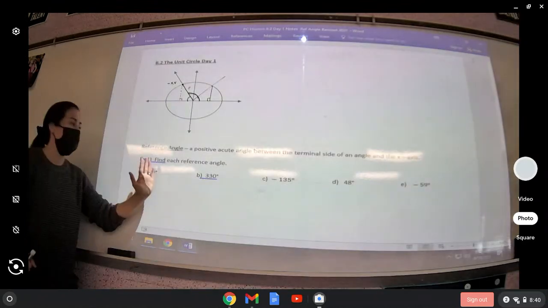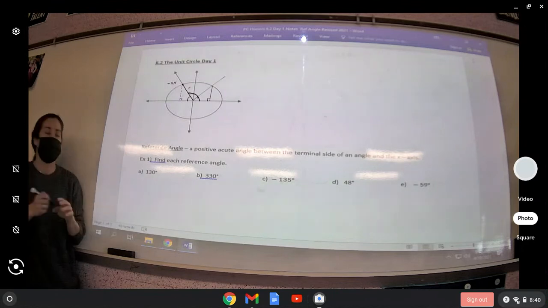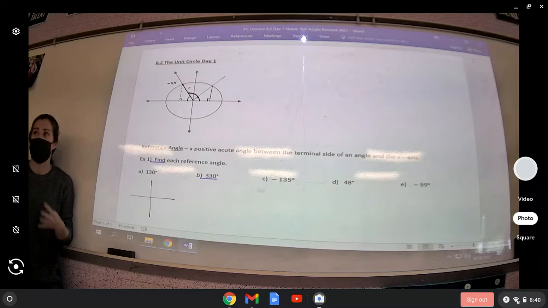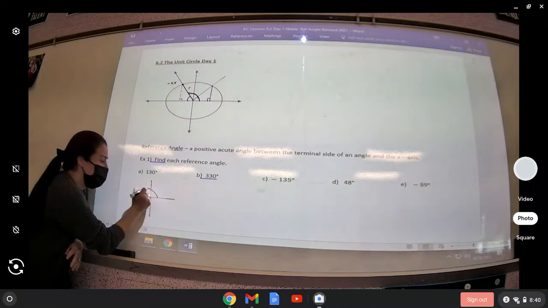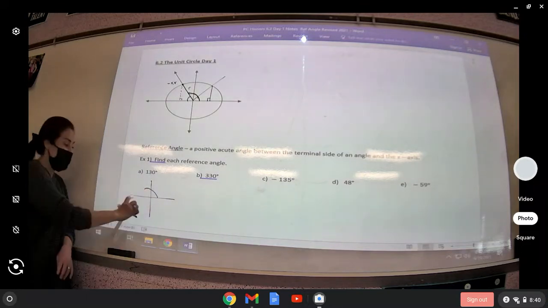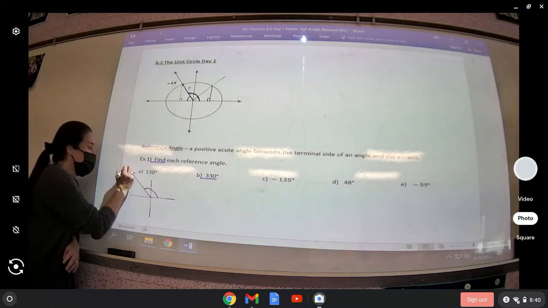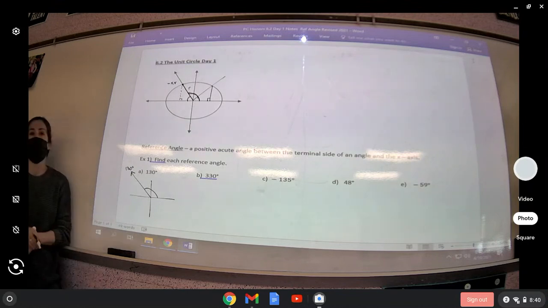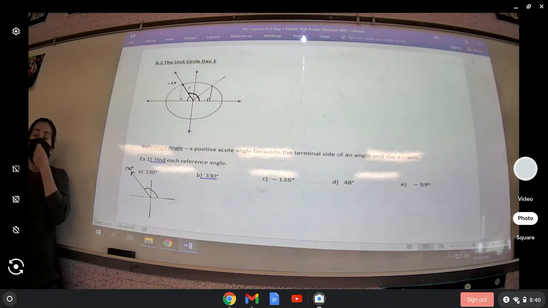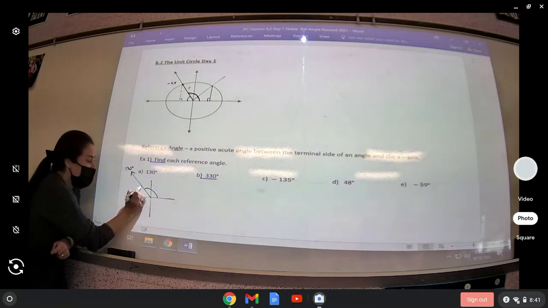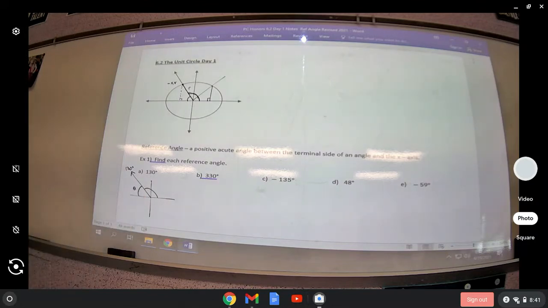All right, so I want you to find each reference angle. Let's do 130, right? I think the easiest thing to do when you're asked to find a reference angle is be visual, draw it. 130 degrees is going to land somewhere in quadrant 2, right? It's not going to go all the way to 180. So there's 130 degrees. The reference angle is always the leftover angle between the terminal side of your angle and the x-axis. So this distance right here is the reference angle theta.